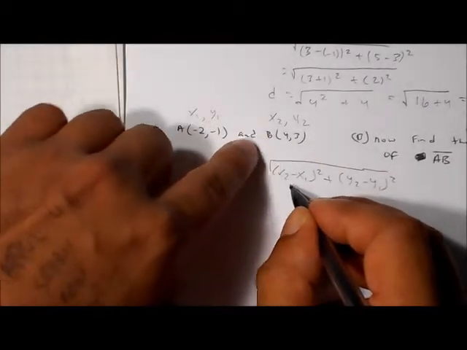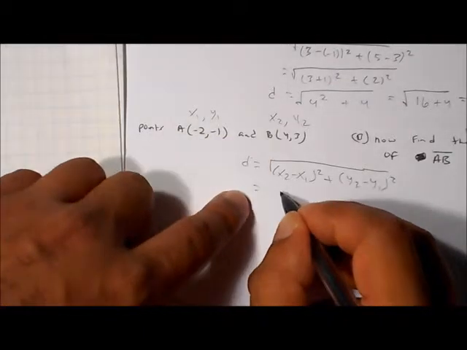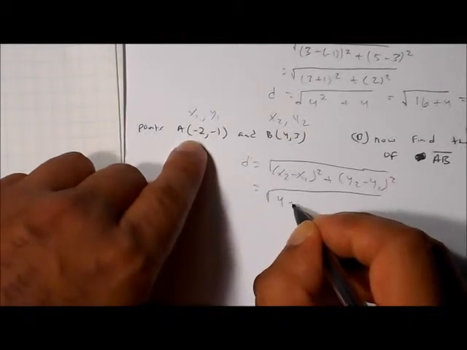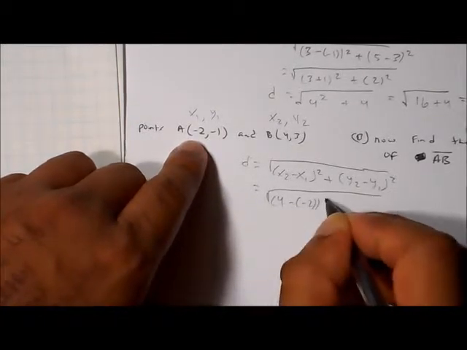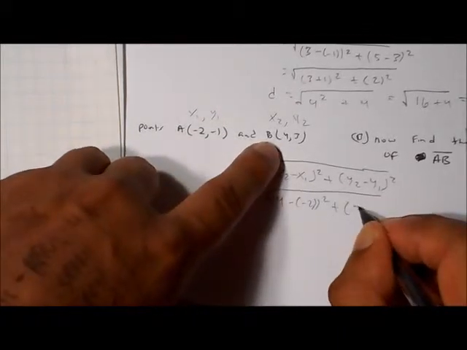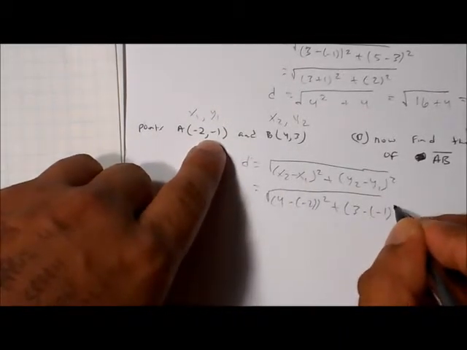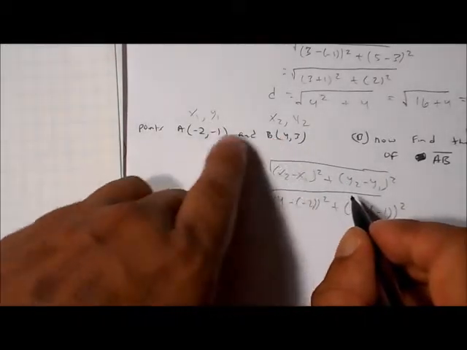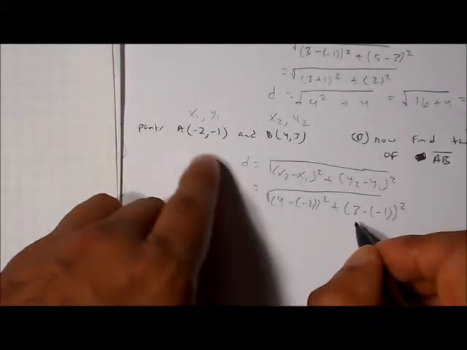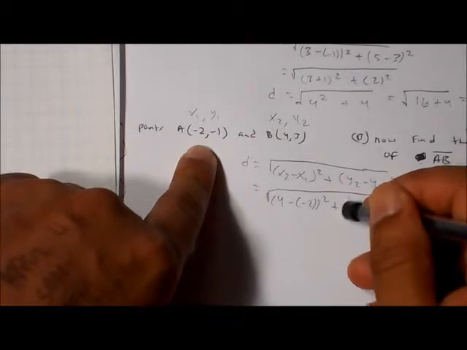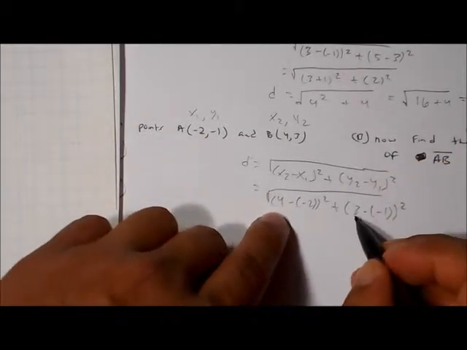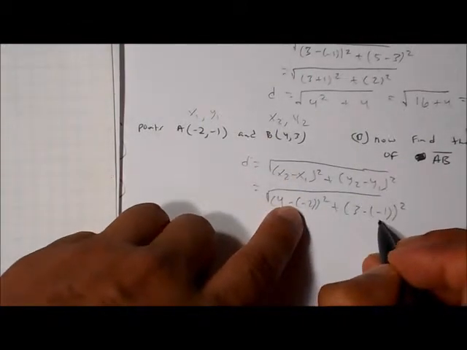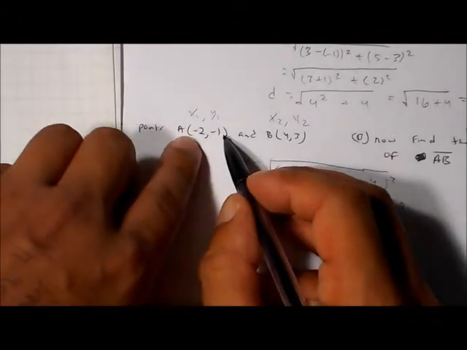Now what's our x2 here? It is the square root of 4 minus x1, which is -2, squared, plus y2, which is 3, minus -1, squared. Our 4 and 3 are our second point, and our -2 and -1 here will be our first point.